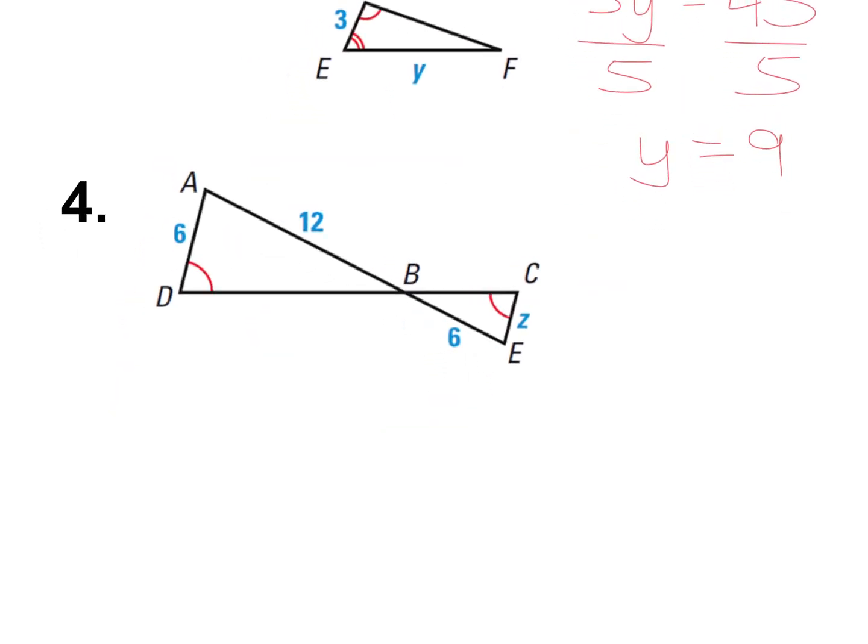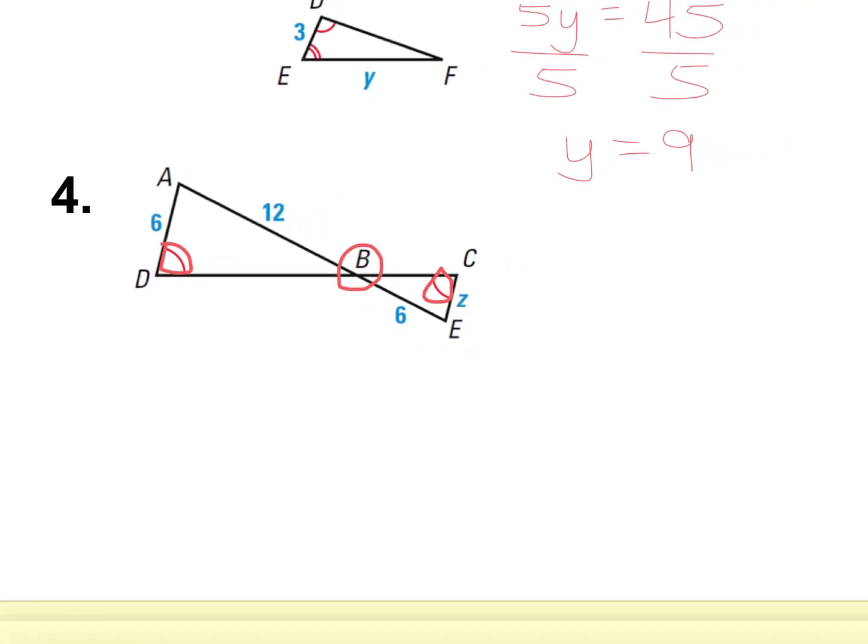Number 4, we'll go ahead and do this one together. Start with angles. Do we have a matching set of angles? Yes. D and C, because of their marks. Do we have another pair? B, right? Those vertical angles. Remember that vocab? Vertical angles, shared angles. Okay, good. So angles, we know they're similar. So now how do we find the missing side?